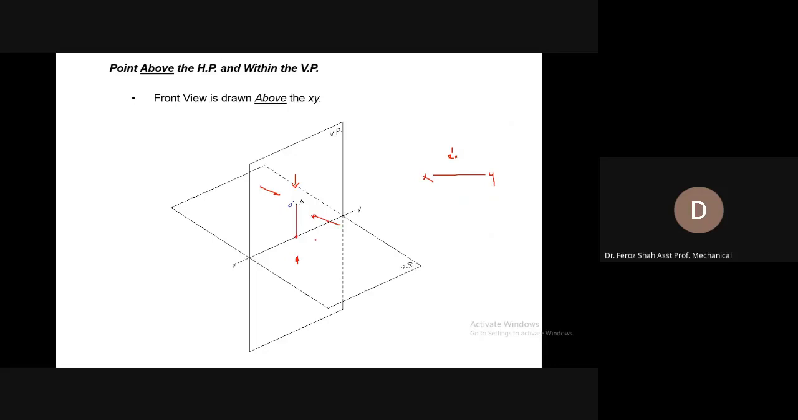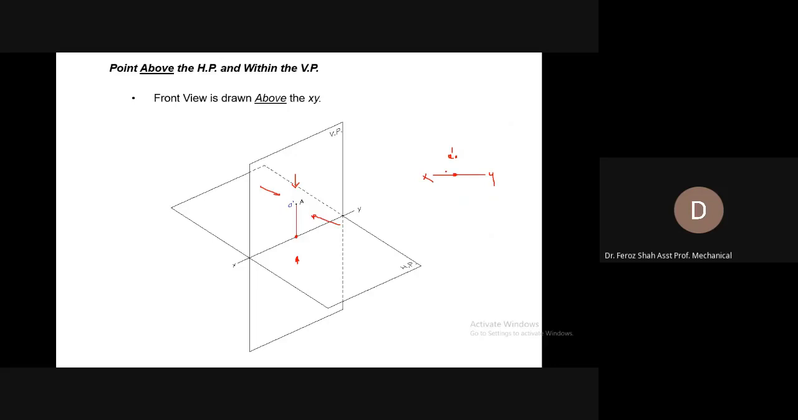So once the top view is formed on the horizontal plane, you would rotate the horizontal plane. But the rotation would not change the position of the point as it is lying on the XY reference line. So the rotation would not change its position because there is no distance to be rotated. So its top view would be lying on the XY reference line.